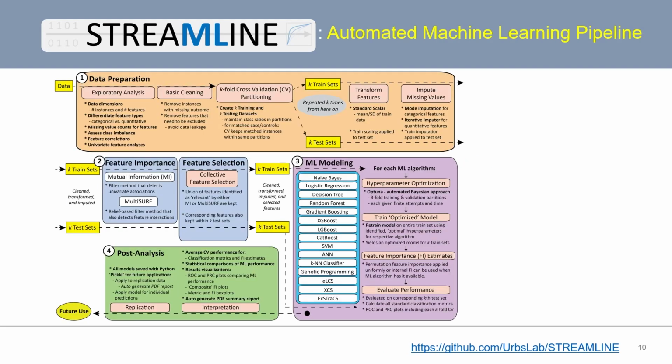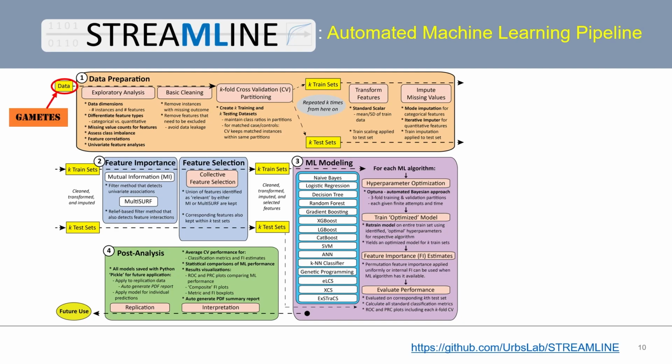Here's a more detailed schematic of everything that STREAMLINE currently includes. I'll leave the details to another video, but I'll highlight the major phases of the algorithm that includes data preparation, feature importance and selection, modeling itself including 15 different machine learning algorithms, and post-analysis, where the results are summarized, organized, and statistical significance analyses are conducted. The pipeline is also set up to easily allow users to rerun all the models that they've trained on some new external data in the future.